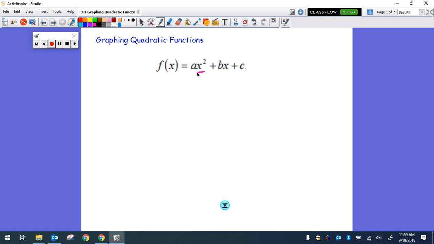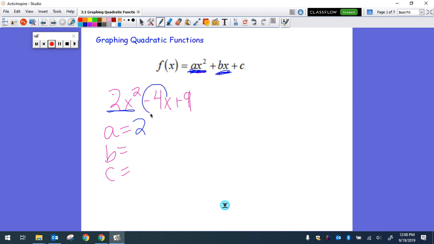So let's do an example. What if I gave you 2x squared minus 4x plus 9? We need to know what a is, what b is, and what c is. So a, if you look at the problem, is whatever is with x squared. So here my a is going to be a 2. B is whatever is with x. Well, in here, you're going to include that negative, that minus. B is going to be negative 4. C is your number at the end, which is a 9.